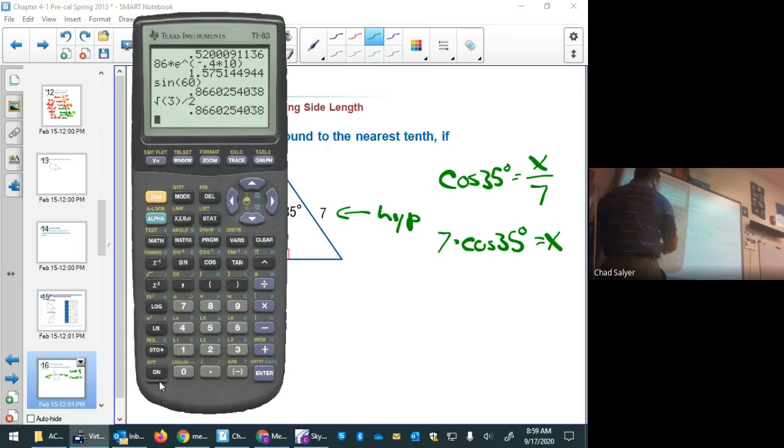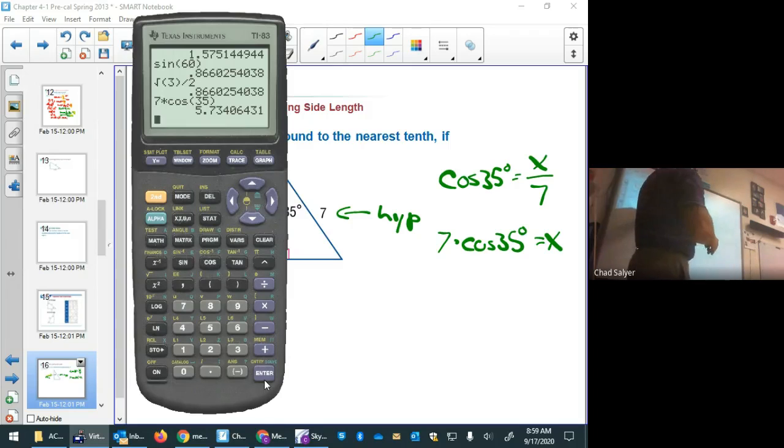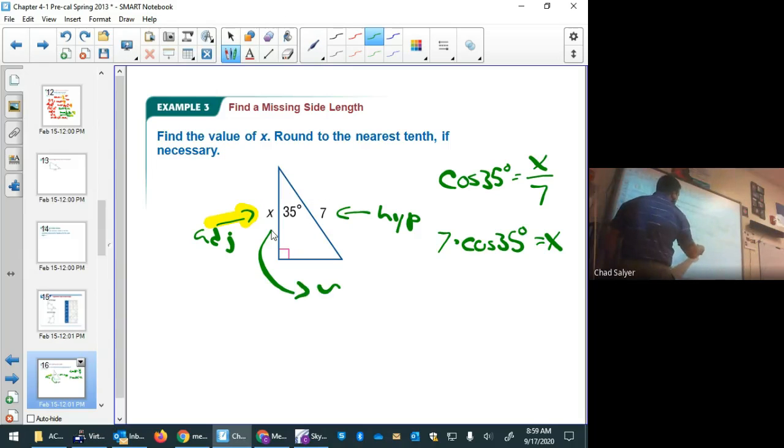7 times, we're already in degree mode. 7 times the cosine of 35. If you ever get a weird answer, way different from mine, you're probably in the wrong mode. 7 times cosine 35 is about 5.7 units. What units? Well, we're not told, so we're not worried about it.